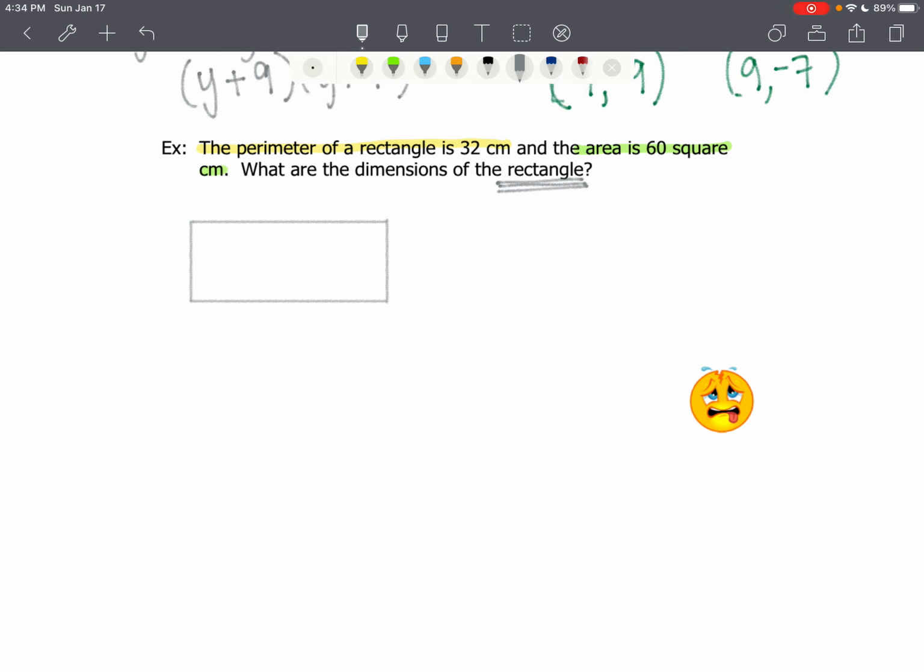I would say. Okay, so we have a rectangle and we don't know the dimensions. We know that we have length, right? We have width. So I'm going to say L equals the length in centimeters, W equals the width in centimeters. What are the dimensions of the rectangle?